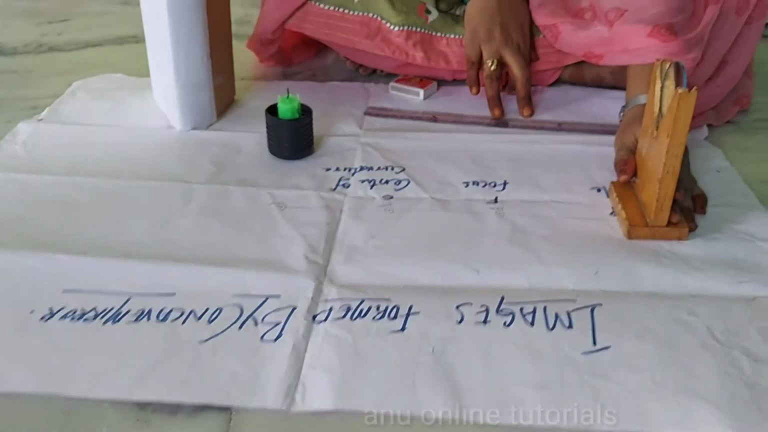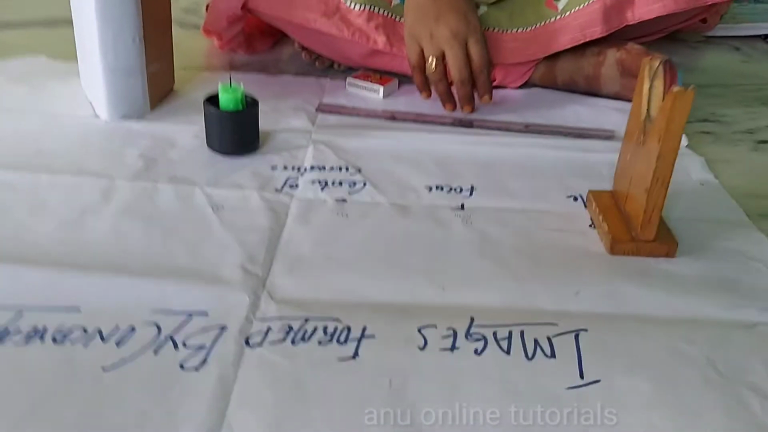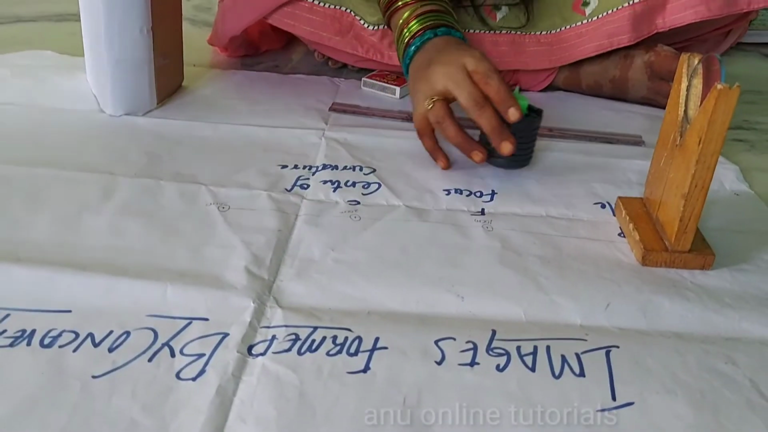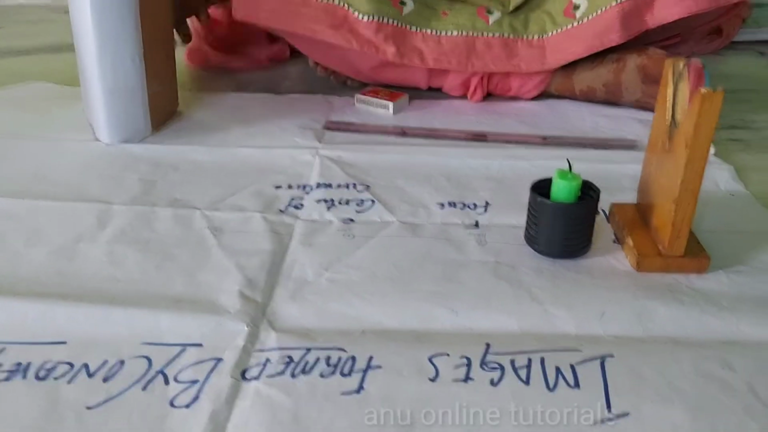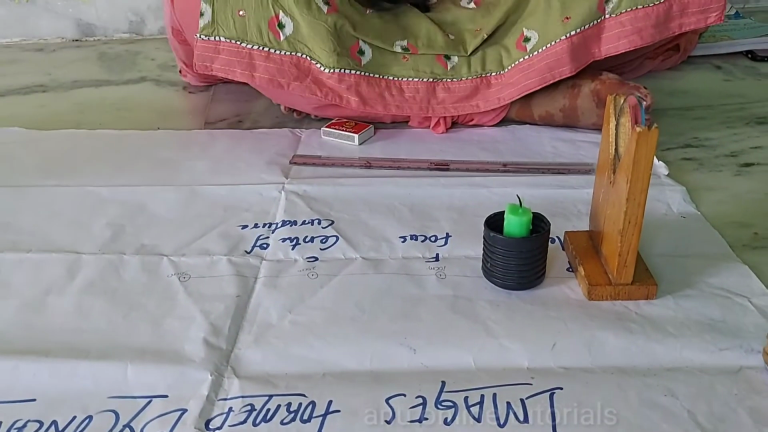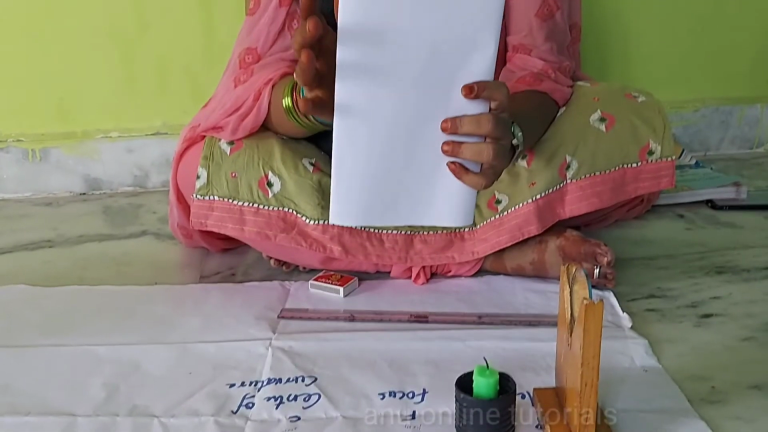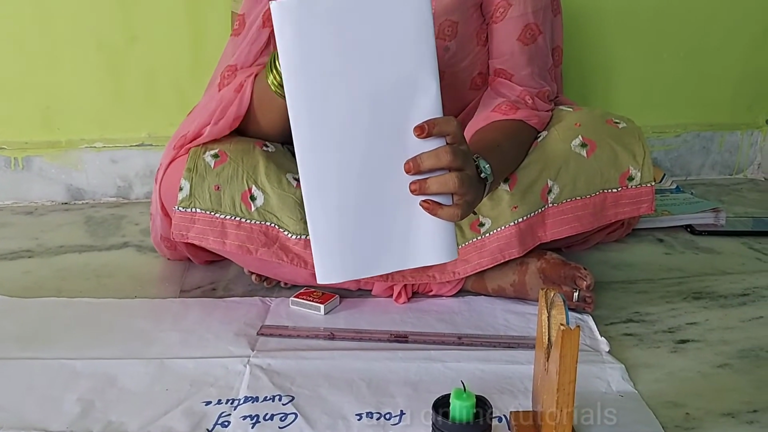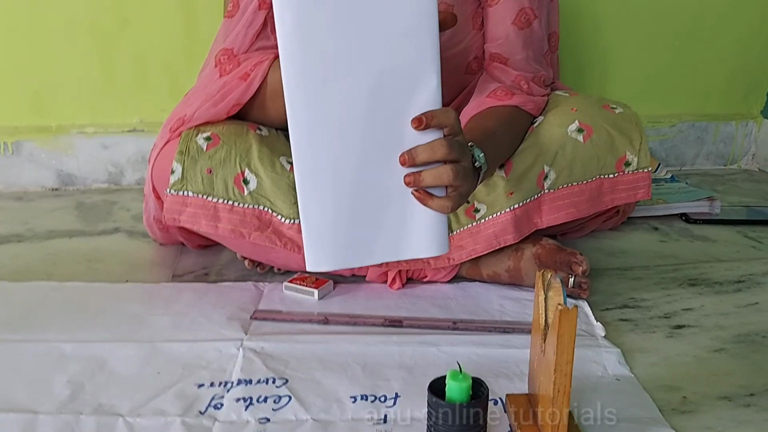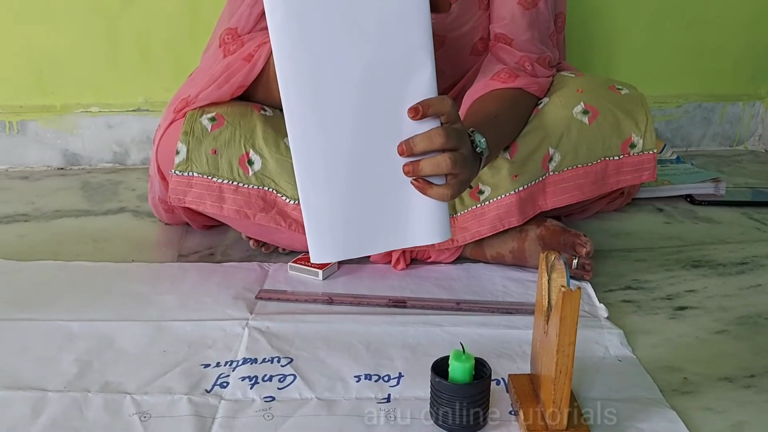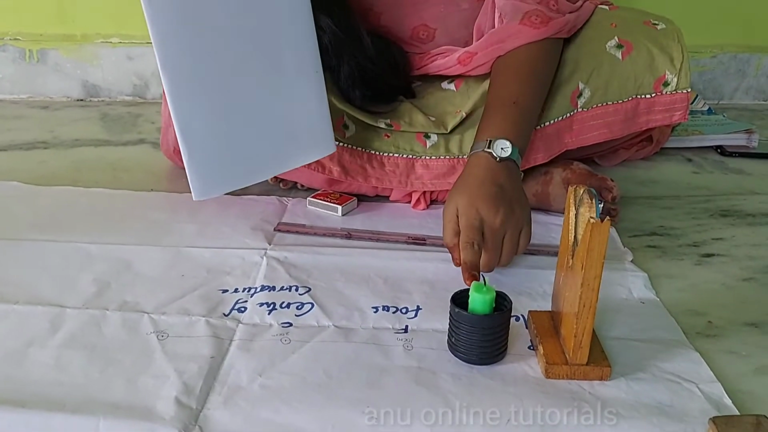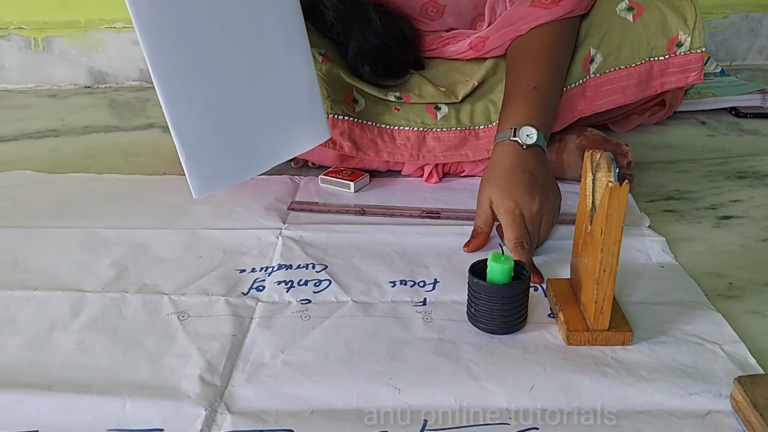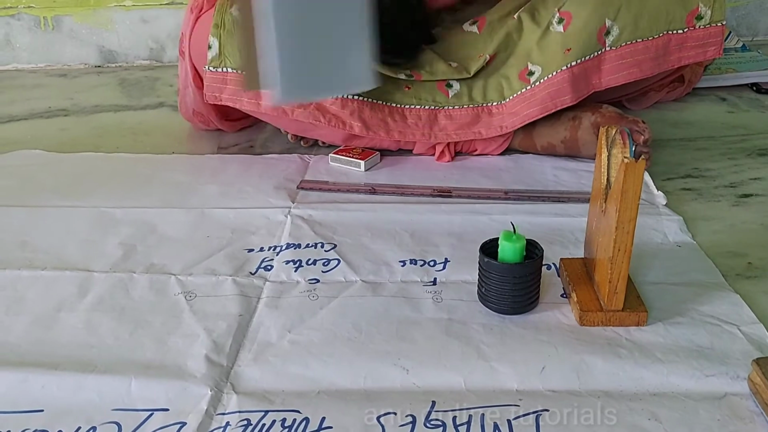The first case I consider is when the object is between F and P. When the object is between F and P, let us see where the image is formed. This is used as a screen. I have pasted A4 size paper on the cardboard. On the screen only the image is formed. So let's start with the first case, when the object is kept between P and F.